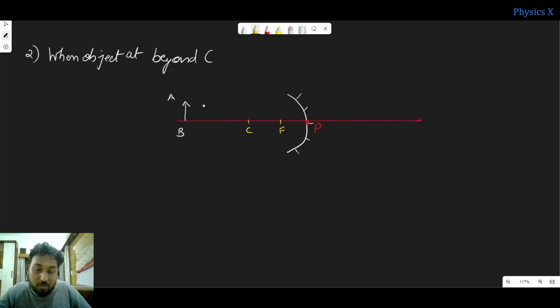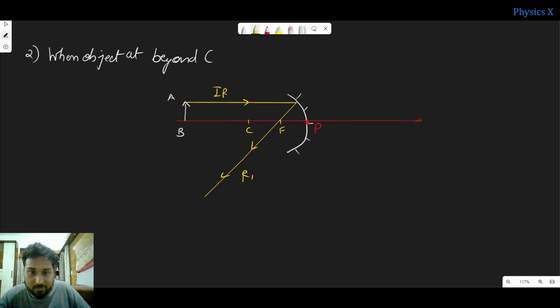Now we will consider the ray diagrams. For an image to form, many rays will be emitting from the object, and we need to consider at least two rays. If the reflected rays of those two rays meet at a point, that point we will consider the image point. This is the whole concept. Suppose one ray I am considering is parallel to the principal axis. Obviously it will be passing through the focus. Let us extend this. This is your incident ray, and this is the reflected ray.